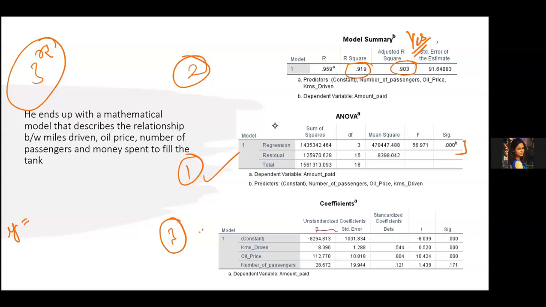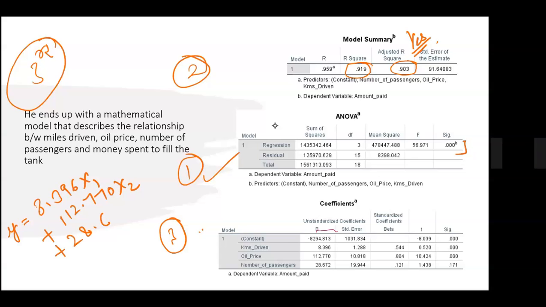Y equals m1x1 plus m2x2 plus m3x3, plus C. What was going to be my regression equation now? 8.396 x1 plus minus 112.770 x2 plus 28.672 x3 minus 8294.813. Yes, that's my regression equation.